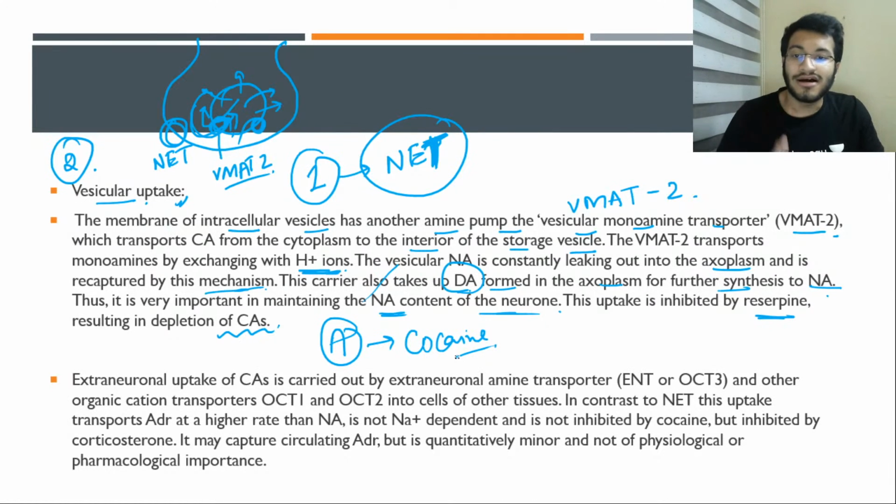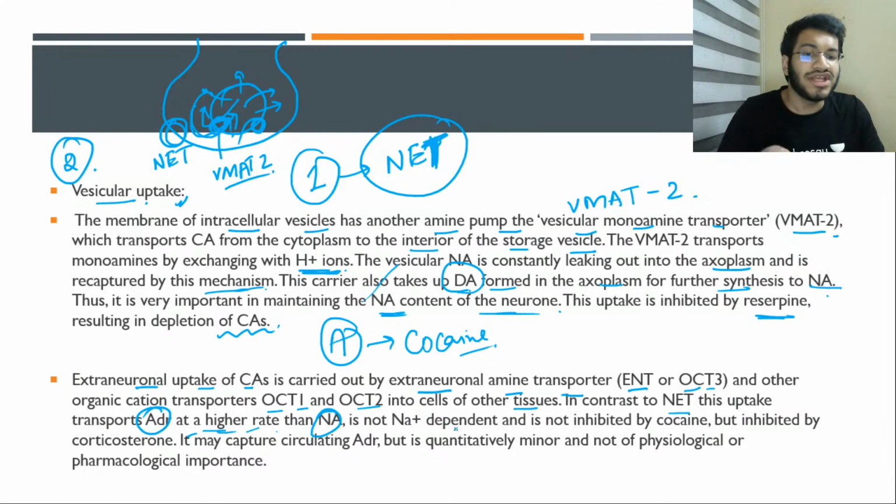Let's see what happens in the third type of uptake. So the third type of uptake is called extraneuronal uptake of catecholamine, and it is carried out by the extraneuronal monoamine transporter or EMT, or OCT3 and other cation transporters, that is OCT1 and OCT2, into the cells of the other tissues. And in contrast to NET, this uptake transports adrenaline at a higher rate, but axonal was taking Na at a higher rate, but this is taking adrenaline at a higher rate.